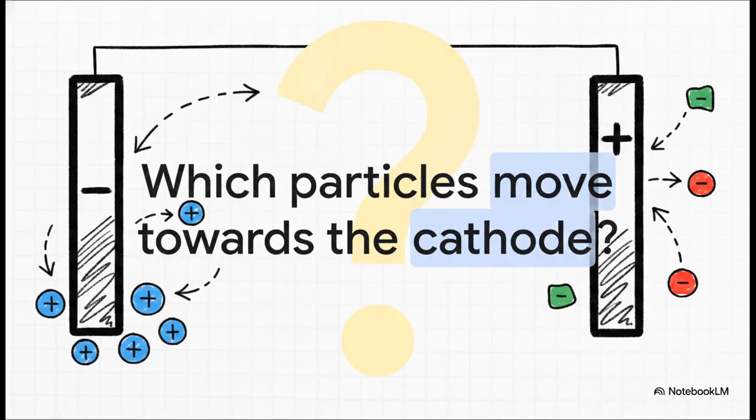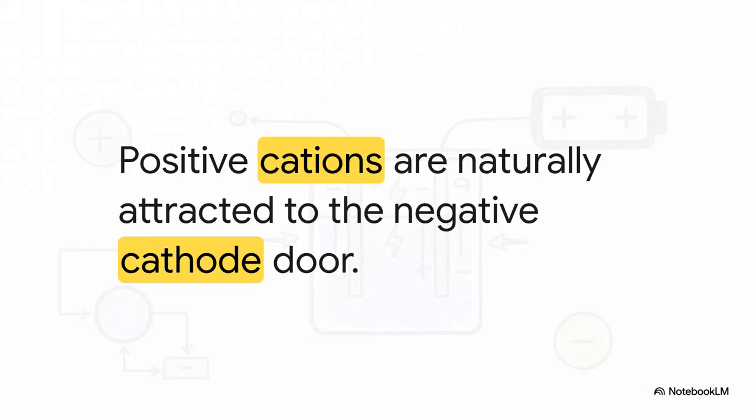Last one, question 3. Apply the universal rule of opposites attracting to deduce what moves toward the negative cathode. The options are A, anions, B, cations, C, electrons, or D, neutral atoms. If you just used the shortcut we learned for the anode, you can totally reverse engineer this one. Brilliant job if you picked B, cations. Their positive charge naturally draws them straight to the negative cathode door.